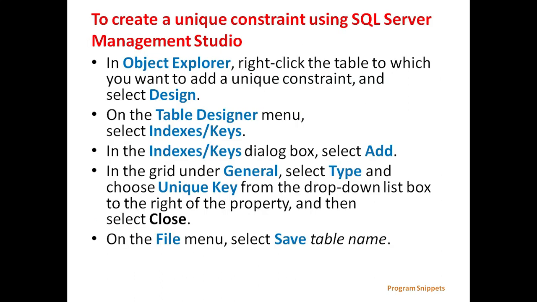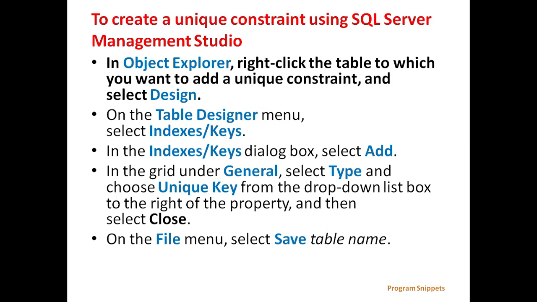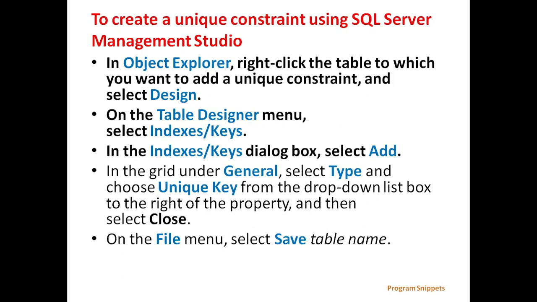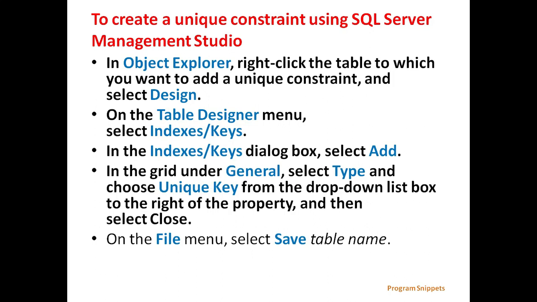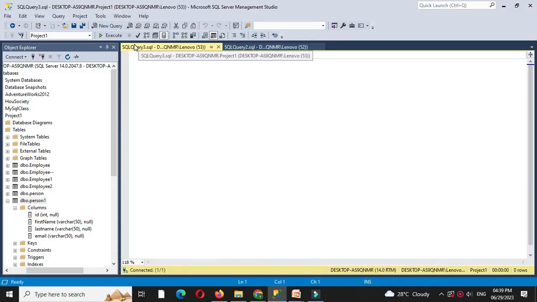We can also create a unique constraint using SQL Server Management Studio. For this, from Object Explorer, open the table where you want to add a unique constraint and from Table Designer menu, select indexes or keys and from index keys, select add and then select type and choose unique key from the drop down list box and then save the table. Now we will add this unique constraint to the table.